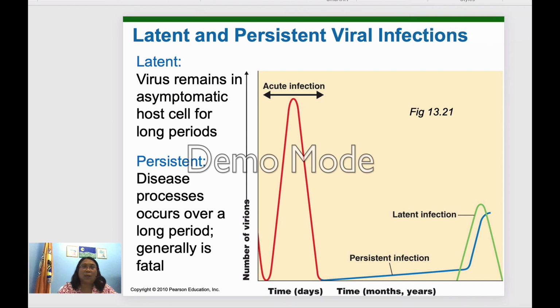Okay, so how do we differentiate latent versus persistent? When you say latent, the virus remains in your system, in the host, but the host is asymptomatic, and it stays there for long periods of time. That's why if you look at the graph, it will take months or years when you have the latent infection. Okay, and when you say persistent infection, the disease process occurs over a long period of time and is generally fatal. So this is what I told you earlier, that you have killing you softly.